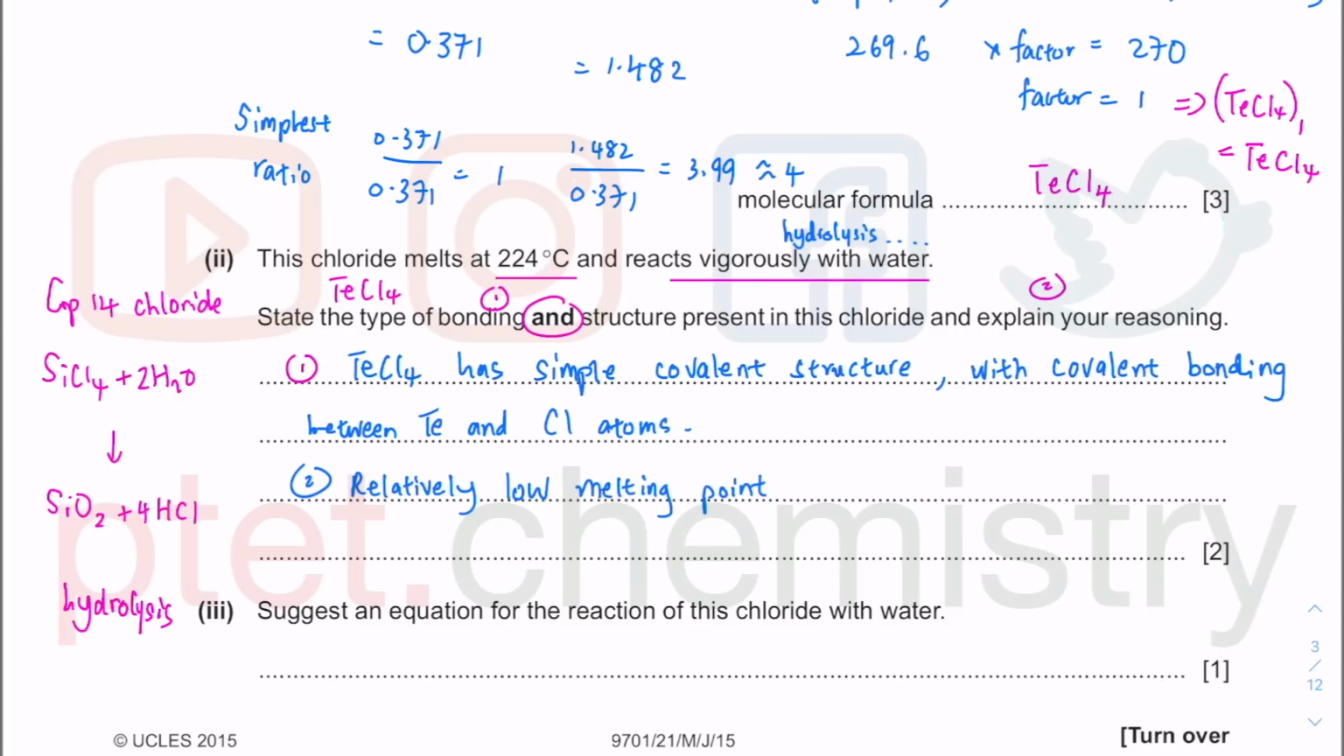So it is still a solid at room temperature and pressure because it hasn't melted at 25 degrees Celsius. The relatively low melting point suggests a simple structure, a simple covalent structure. Because if you have a giant structure, it could be giant metallic, but it cannot be giant metallic because it's a compound. It could be giant ionic or giant covalent, but you would have extremely high melting and boiling points. So what are we breaking here?